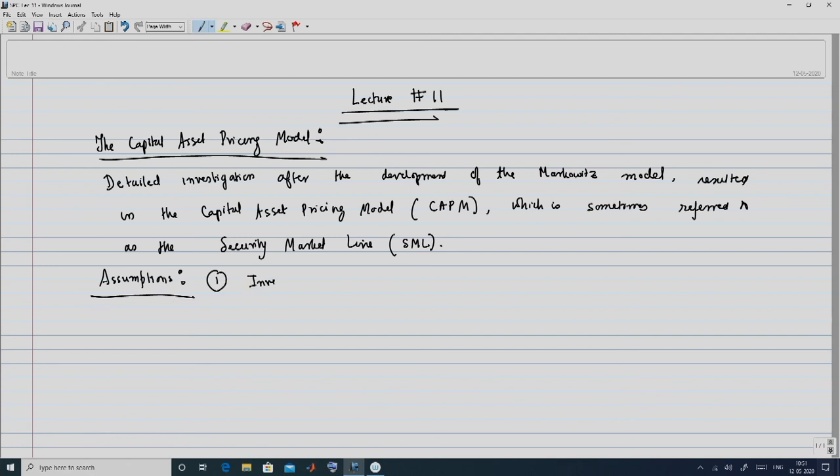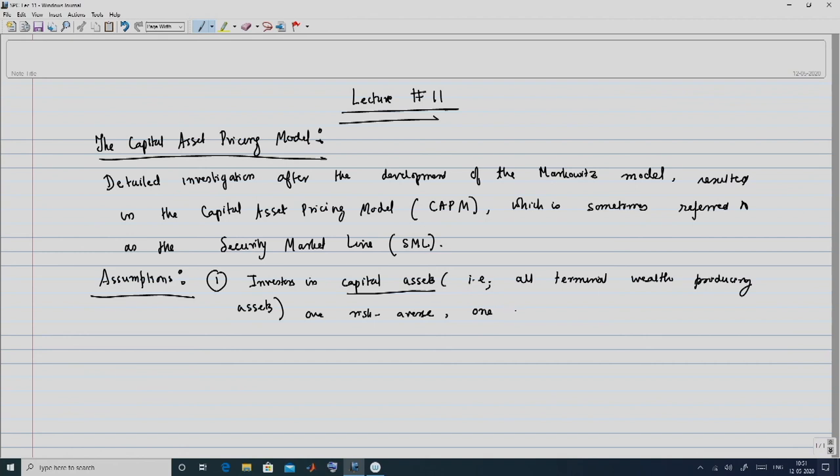So, the first assumption is that investors in capital assets, that is all terminal wealth producing assets, that means you make an initial investment and you then receive a final amount of payment. So, all the investors who go for capital assets are assumed to be risk averse, and we will deal with this concept of risk aversion in more detail when we talk about utility theory. And this setup is for a one period model, and the investors are expected utility of terminal wealth maximizers.